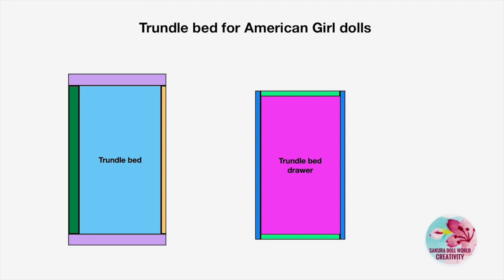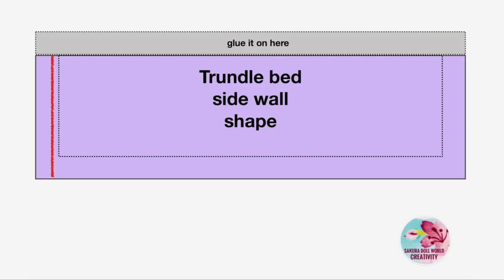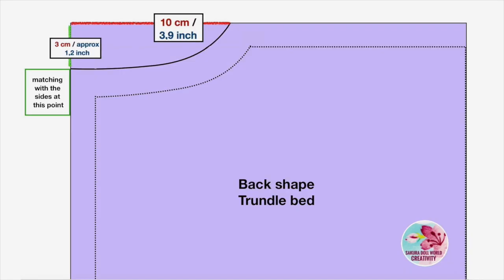Let's start with the bed. Cut out all pieces and use our side and back shape printable to trace the shape on the foam board. It will make it easier. Please check the measurements for your prints. Just lay it on the upper edge and trace the shape on.